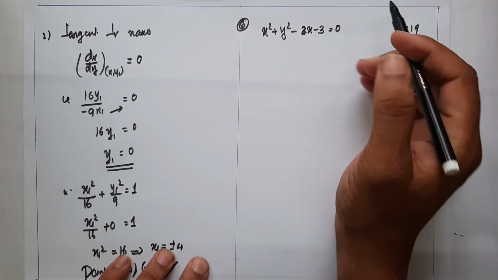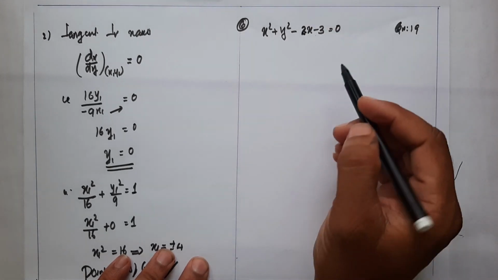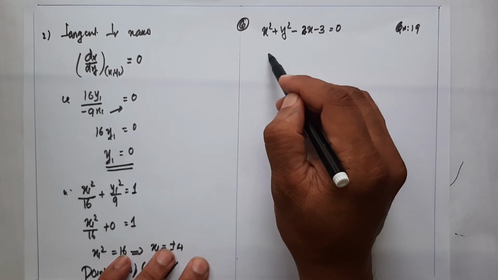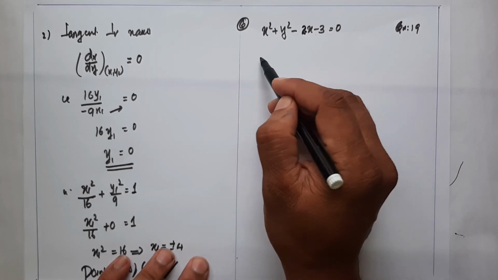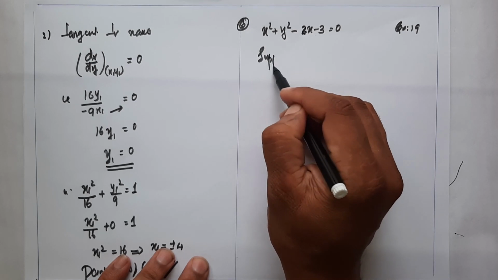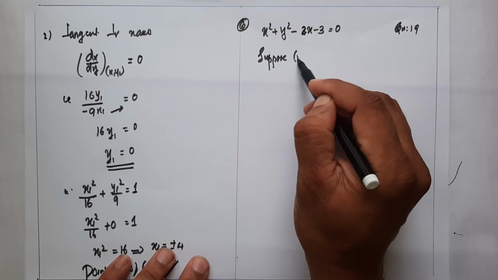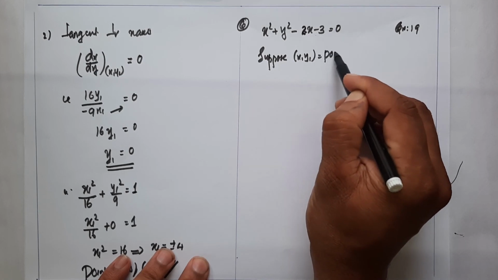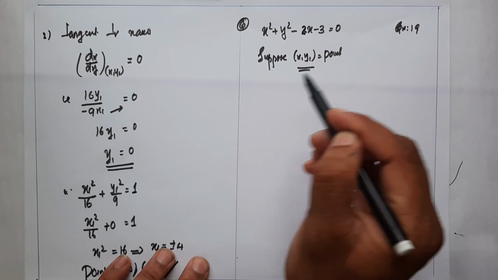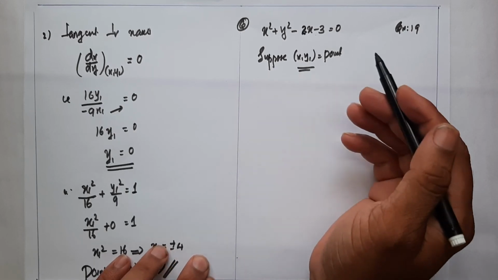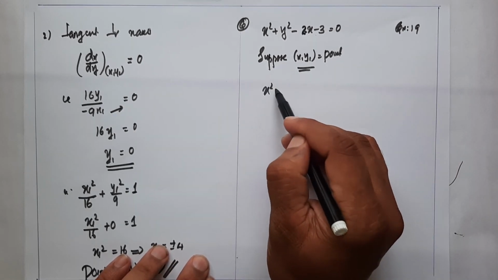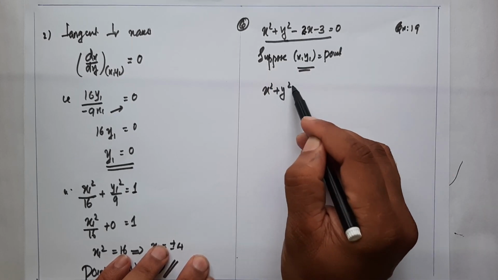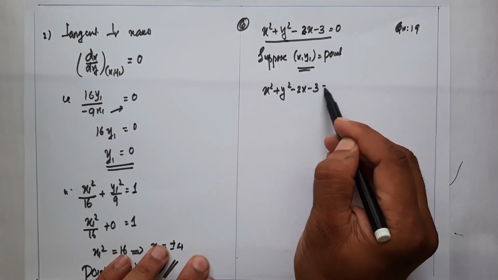It's a circle. Okay. First of all, we suppose the required point as x1 y1. Then we find the slope. The curve is x square plus y square minus 2x minus 3 equal to 0.